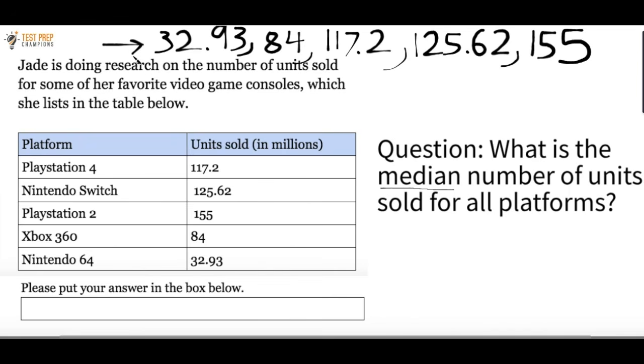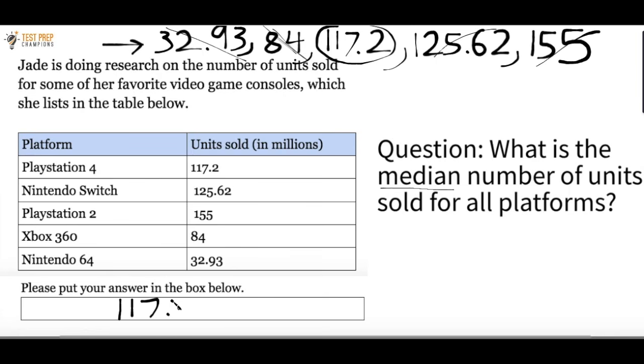Okay, and so now next what we want to do is find that middle number, and in this case it's fairly easy because we have an odd number of numbers that we're working with here. So if we go right to left, let's cross off this number, this number, this number, and this number, and the one that's left right in the middle would be 117.2.